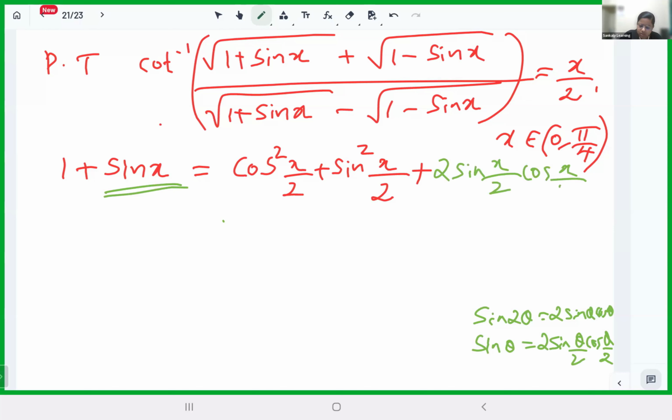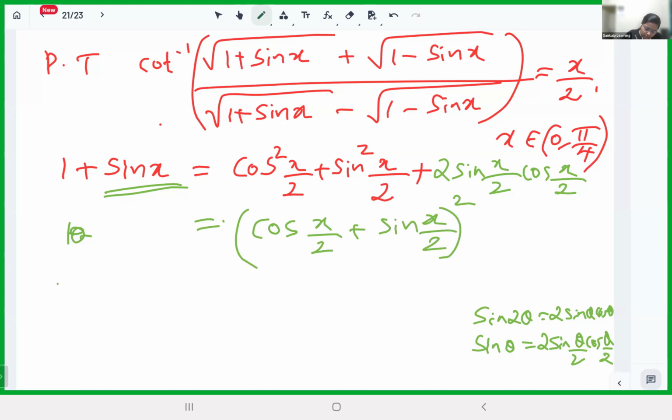2 sin x/2 cos x/2. And what about 1 plus sin x? This is of the form a square plus b square plus 2ab. So this means it is (a plus b) the whole square, right? And what is a? A is cos x/2. And what is b? B is sin x/2. So it is in the (a plus b) the whole square form.